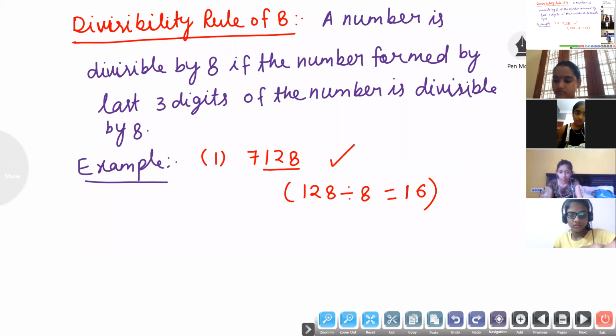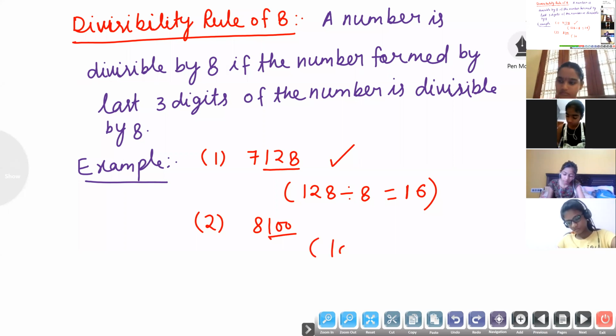Example second. 8100. I want to check if this number is divisible by 8 or not. Last three digits are what? 100. I want to divide 100 by 8. Result will not come as a whole number. Then this number is not divisible by 8.